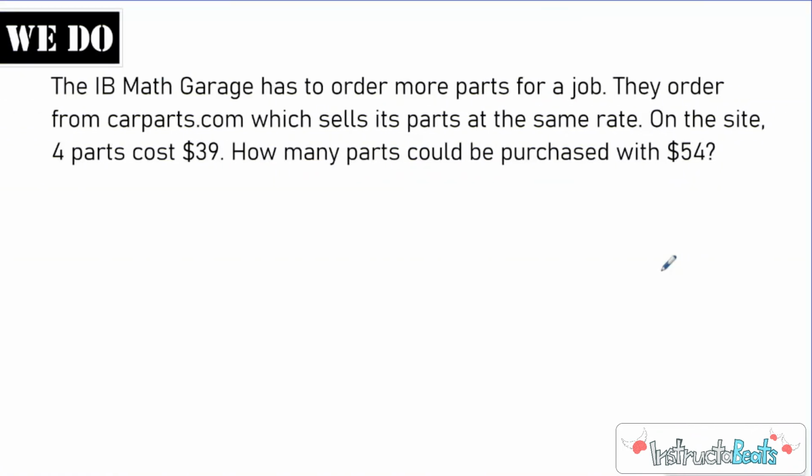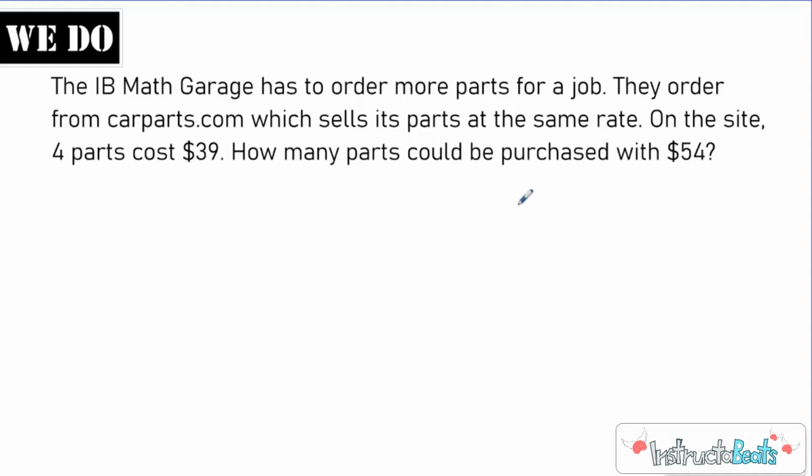All right, our we do problem. IB Math Garage has to order more parts for a job. They order from a different website now. Now they're ordering from carparts.com, which sells its parts at the same rate. On the site, 4 parts cost $39. So either a cheaper website or a different type of part. How many parts can be purchased with $54?